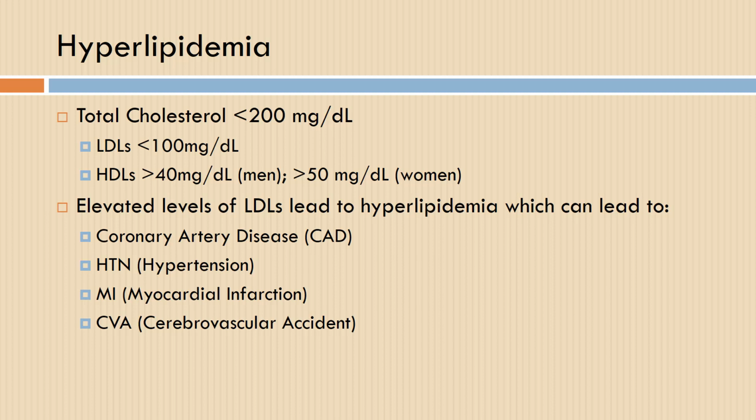Elevated LDL levels lead to many of the diseases listed on this slide: coronary artery disease, hypertension, myocardial infarction, and cerebrovascular accident. High-density lipids, or HDLs, contain more protein than lipids within each molecule. They work to prevent the buildup of LDLs by cleaning up any remnants of LDLs that remain. Elevated levels of high-density lipids are thought to be cardioprotective. Exercise helps to increase HDLs.